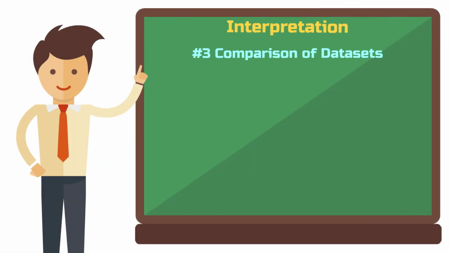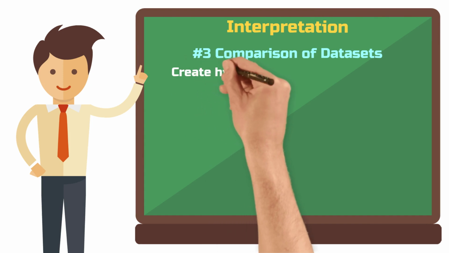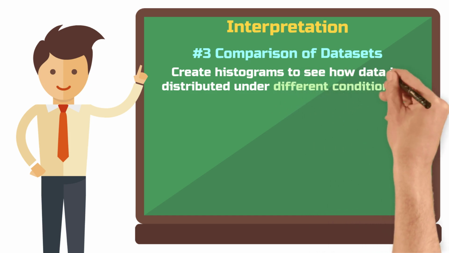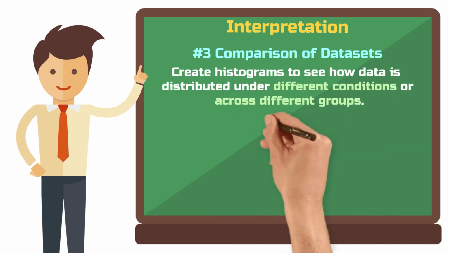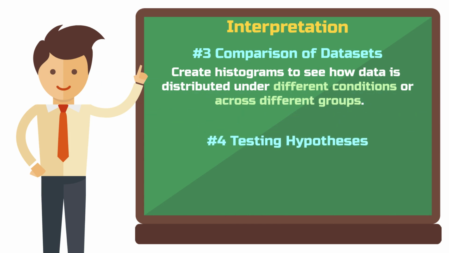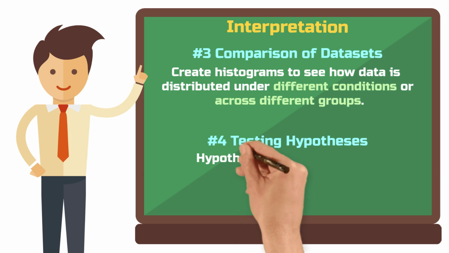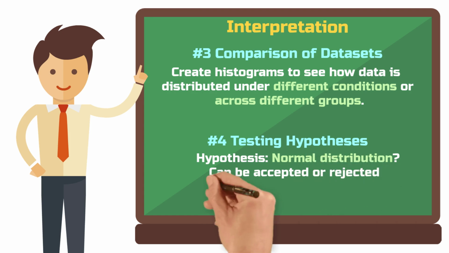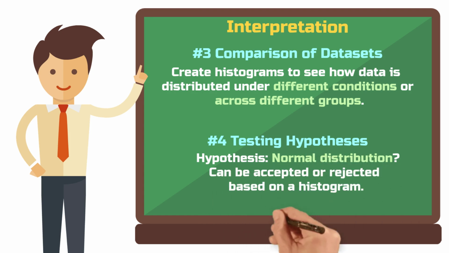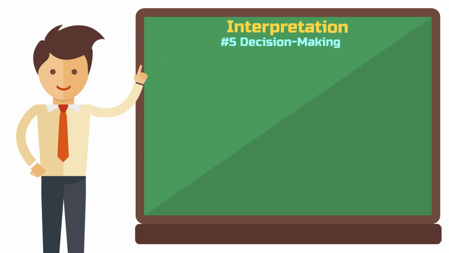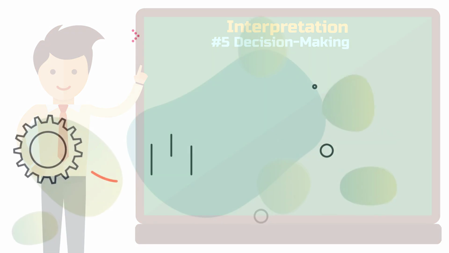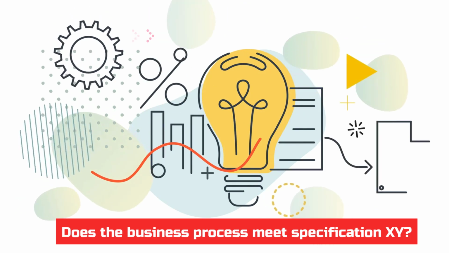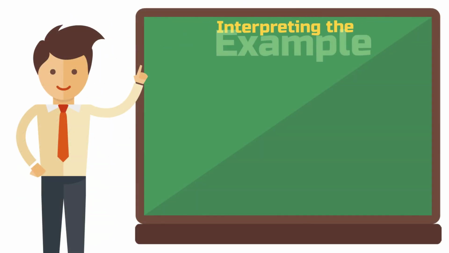Third, comparing datasets. Histograms allow for easy comparison of two or more datasets. You can use them to examine how data is distributed under different conditions or across different groups. Fourth, hypothesis testing. Histograms can help formulate or test hypotheses about data. For example, if you hypothesize that a particular variable follows a normal distribution, a histogram can confirm or disprove this assumption. Fifth, decision making. In practice, such as in quality control, histograms are used to determine whether a business process meets specific specifications.